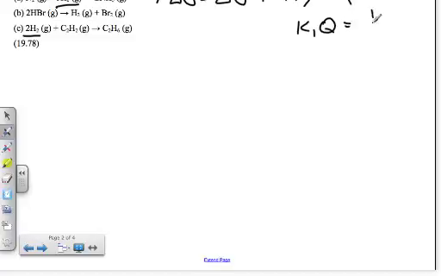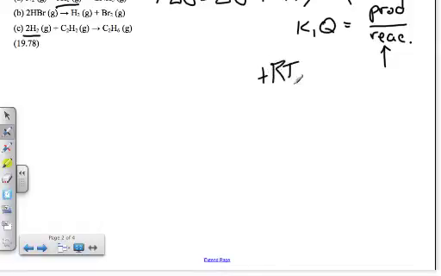It is products over reactants. In both A and C, I am increasing the denominator of this ratio. So let's do a little quick math. All we have to do is look at this last term, plus RT ln Q, and this is constants, so it doesn't matter what that is.